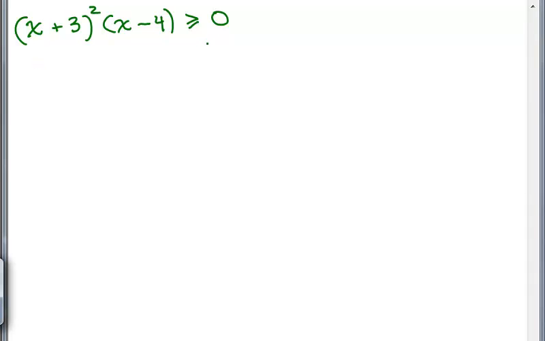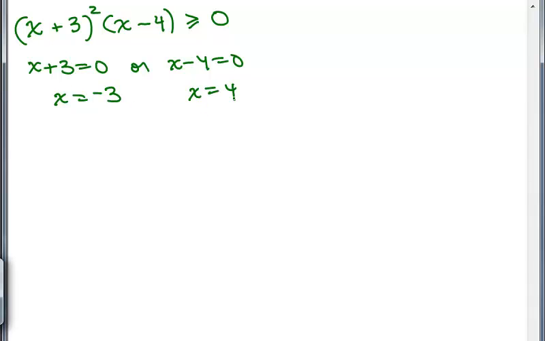All right, so here's this problem. The first step is to make sure that we have 0 on one side, which we already do. And the second step is to factor, which this is already in factored form. So next, to find the critical points, we set each factor equal to 0. So let's see, we've got x equals -3 or x equals 4. Those are our critical points.